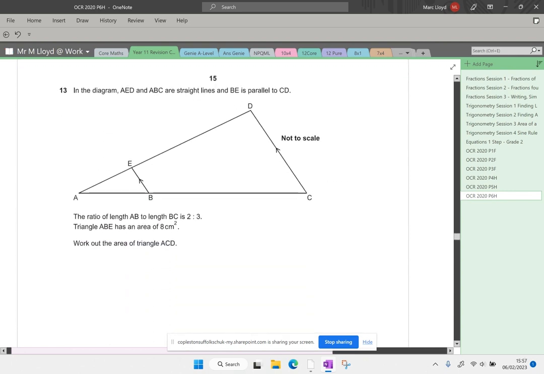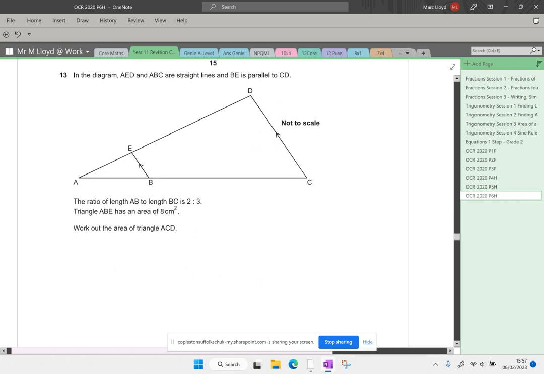Okay, question 13. In the diagram, AED and ABC are straight lines, and BE is parallel to CD. Okay, that means that these triangles are similar. The ratio of length AB to BC is 2 to 3. So that's worth 2. That's worth 3. That means that AC is equal to 5 if AB is equal to 2. And then 5 divided by 2 gives us 2.5 as a multiplier.